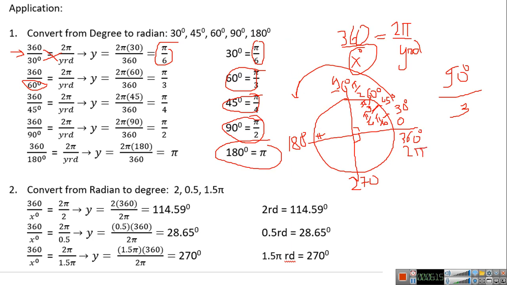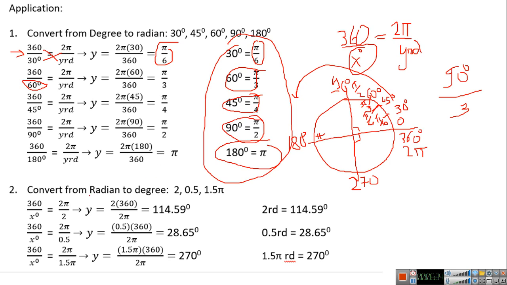Okay, so you need to memorize 30 degrees, as I said, is pi over 6 in radian, where pi is 3.14. 60 degrees is pi over 3. 45 degrees is pi over 4. 90 degrees is pi over 2, and 180 is pi.